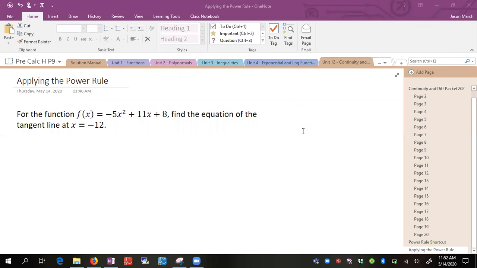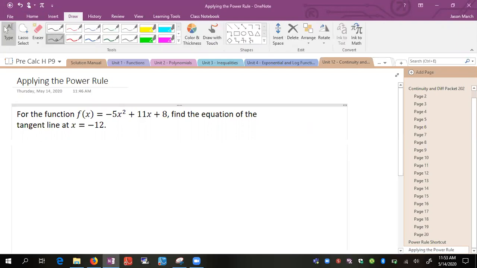So now that we have discussed the power rule for derivatives, we can actually apply it in specific scenarios. We have this example here where it gives us a function and it asks us to find the equation of the tangent line at x equals -12. If we're writing the equation of a line, we are going to need to use point slope form. It's always the easiest way of approaching this question.